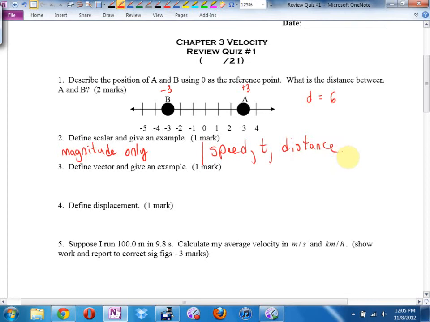Define a vector. Two key words. Vectors have magnitude and direction. So something about direction gets you a half mark, and then for another half mark, you have to mention one. Velocity, displacement, force, acceleration, current, magnetic field, gravitational field, torque. Any other weird ones that you maybe thought of that I didn't say?